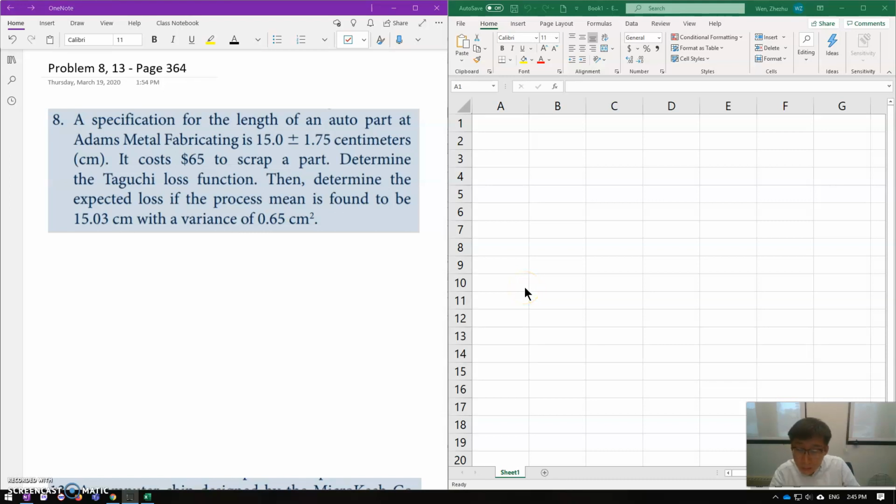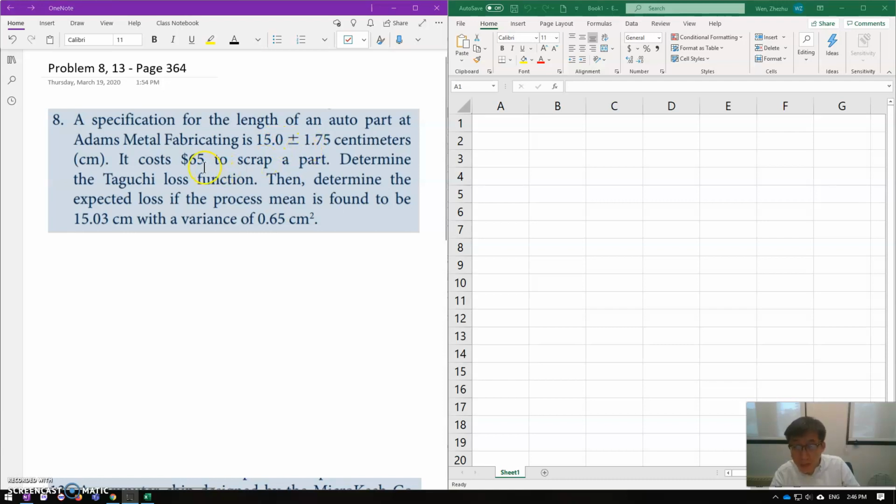So let's take a look at a couple of problems right here. The first question is from your textbook, page 364, number 8. A spec for the length of an auto part at Adams Metal Fabricating is 15.0 plus minus 1.75 centimeters.